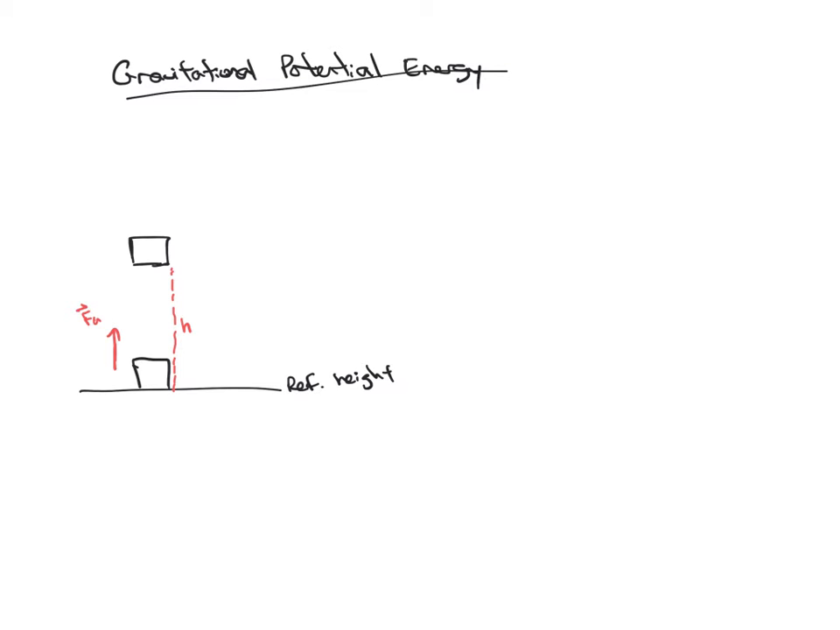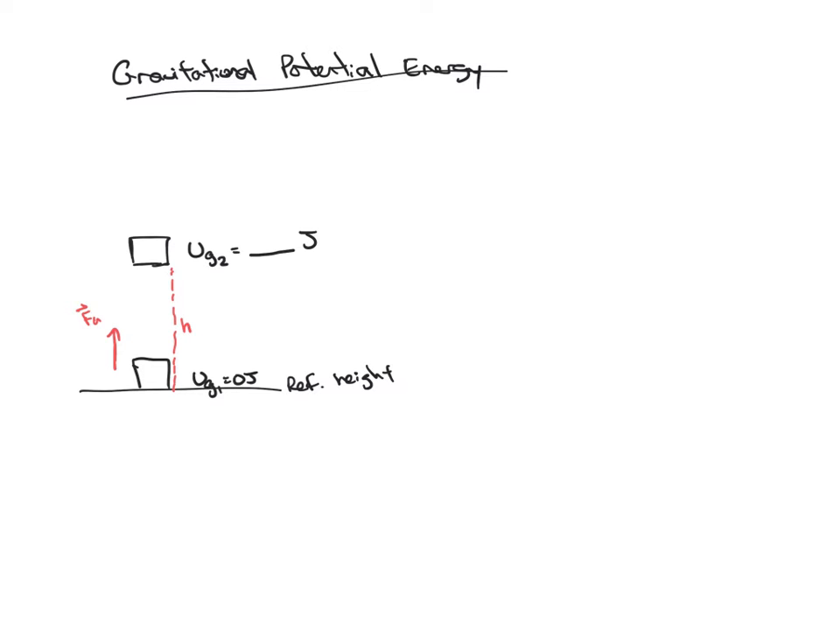So on the ground, it'll have no gravitational potential energy because we set the reference height to be there. And now when we lift it up, we say, okay, now it should have some kind of gravitational potential energy. So it's going to have some joules stored up. If I were to let this box go, it would fall down. So it's got some stored up joules here. And where did those joules come from? Well, those joules came from the applied force.